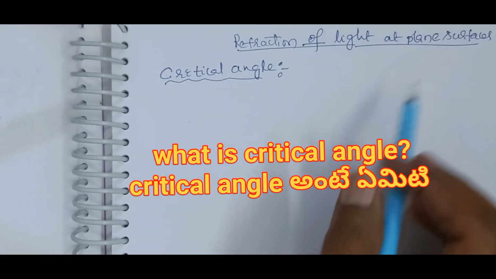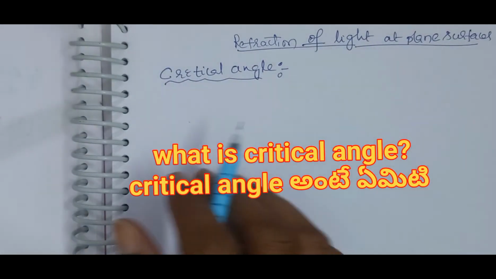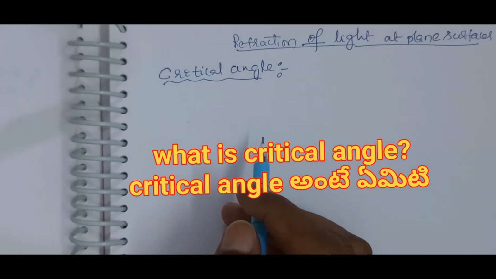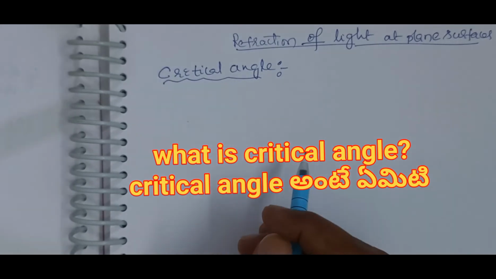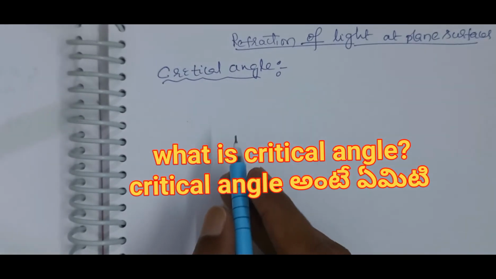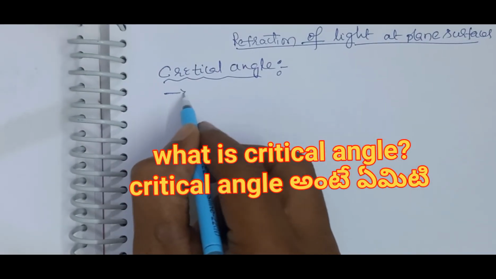Refraction of light at plane surfaces. So what about critical angle and the formula for critical angle? Class 10 physics and class 12 physics, ray optics, critical angle and formula derivation. So what about critical angle? Critical angle is denoted by the letter C.